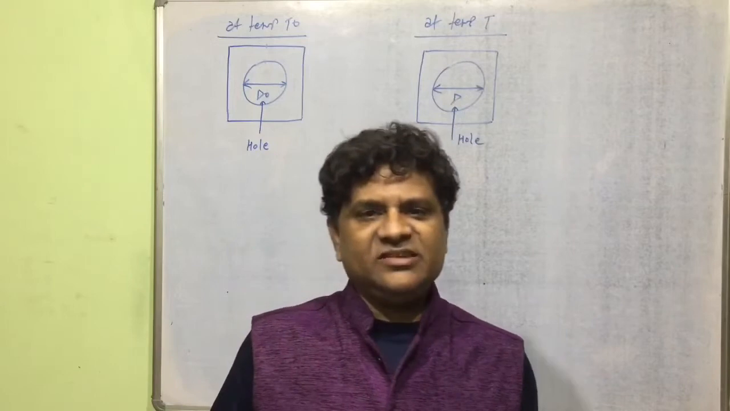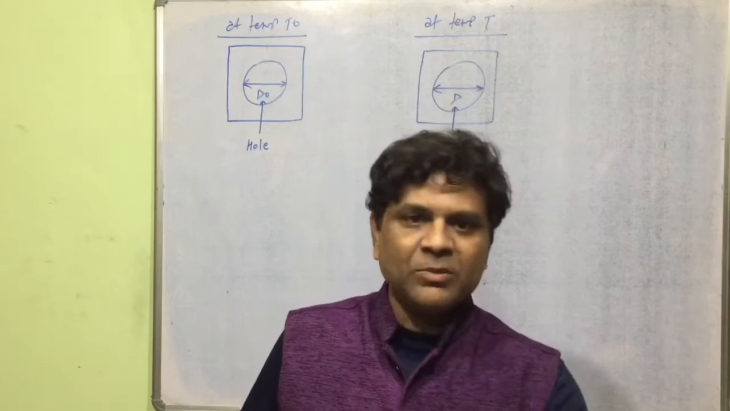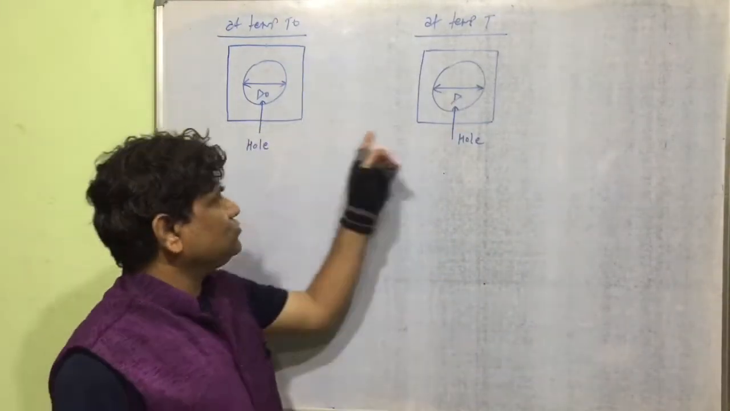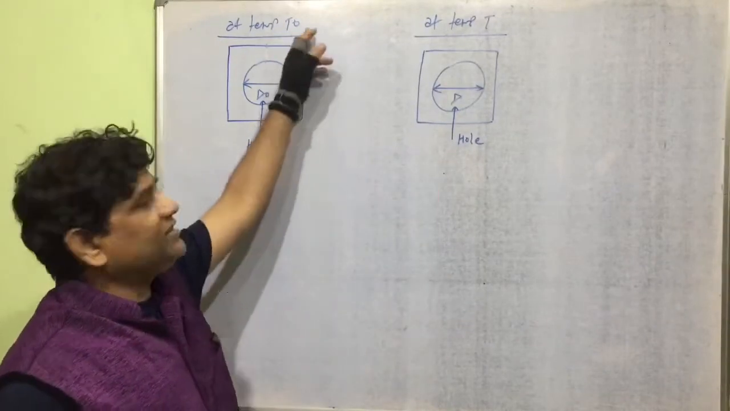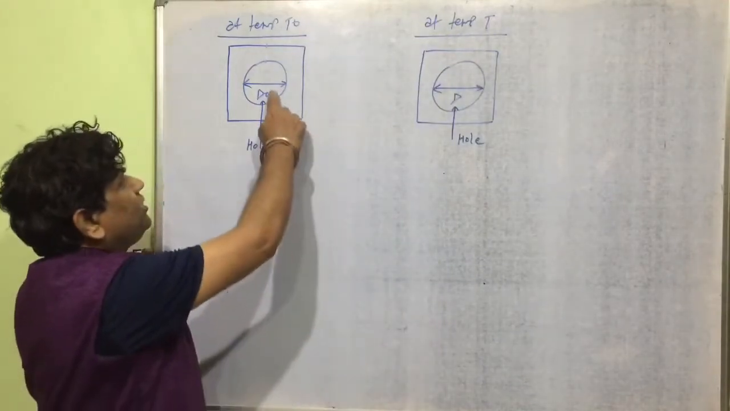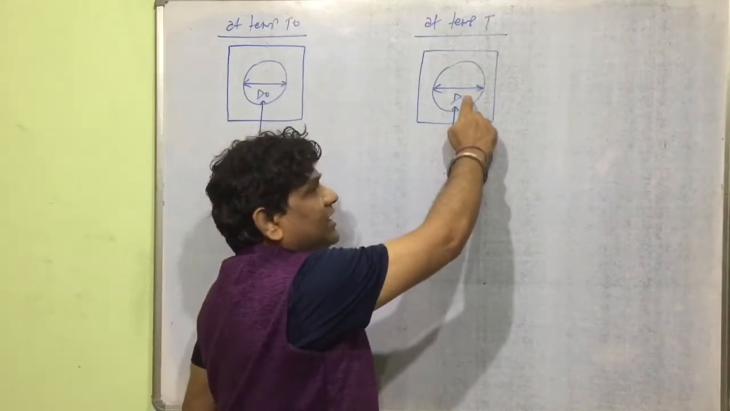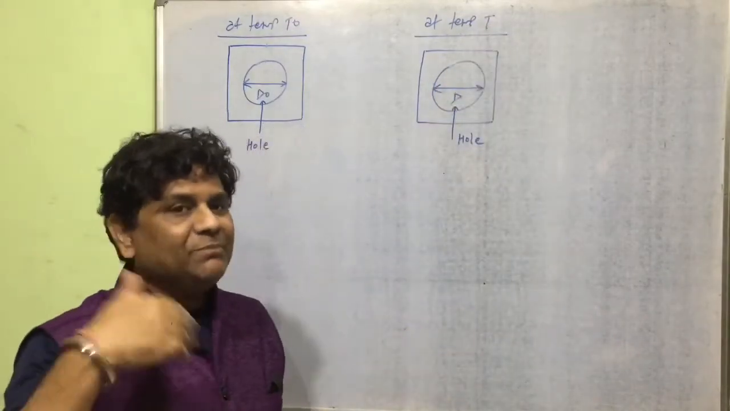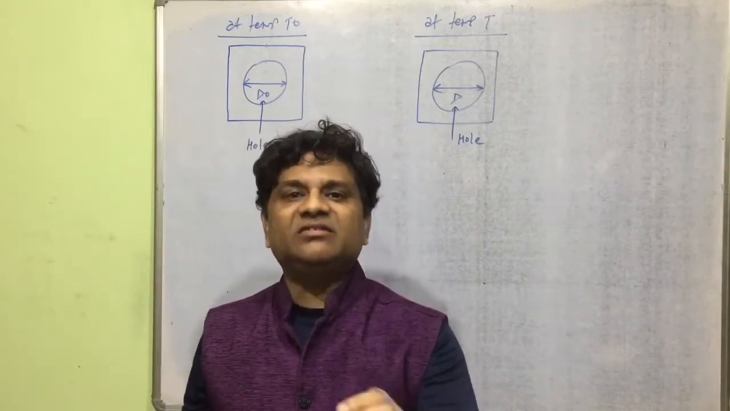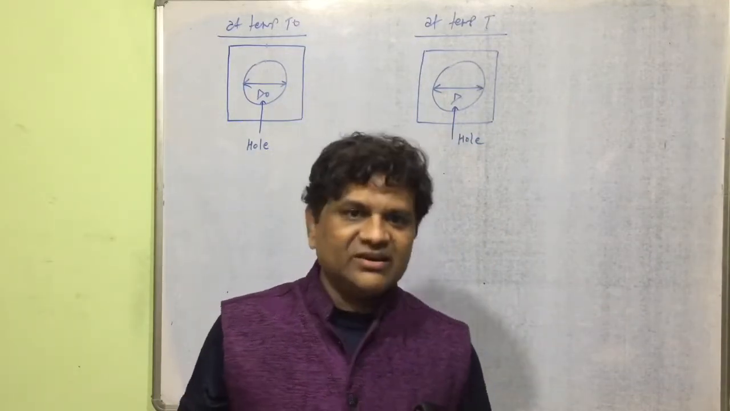Okay, one question arises: for which condition does the diameter of a hole increase or decrease? We have taken two diagrams on the board here: a diagram at temperature T naught and a diagram at temperature T. This is the hole of diameter D naught at temperature T naught, and this is the hole of diameter D at temperature T. For which condition may the diameter of a hole increase or decrease? That part we have to discuss in class. Okay, I will take the diagram now.